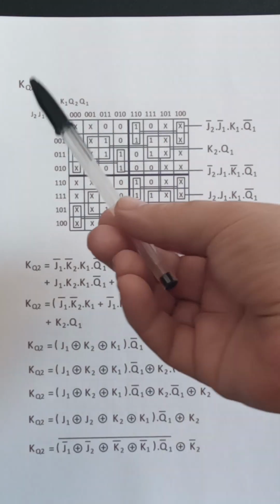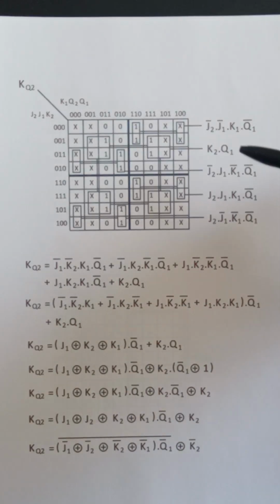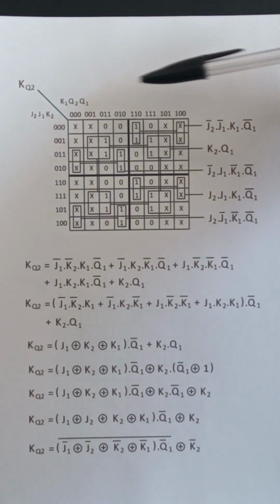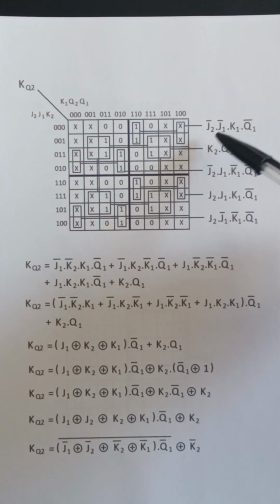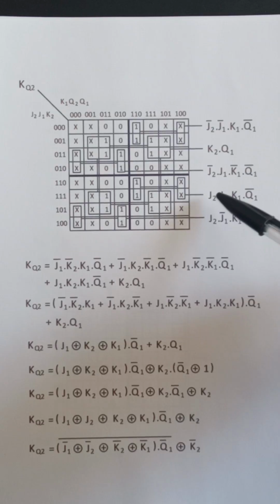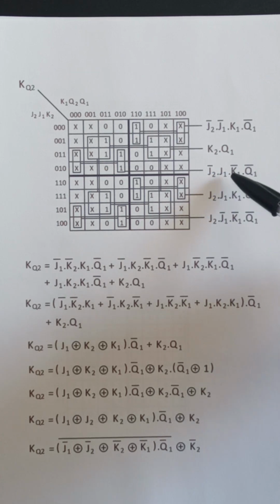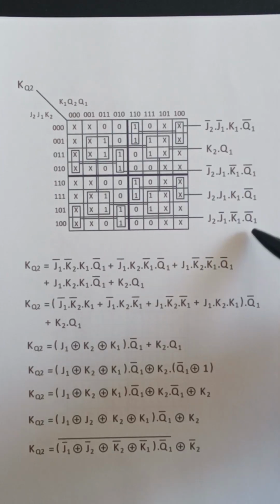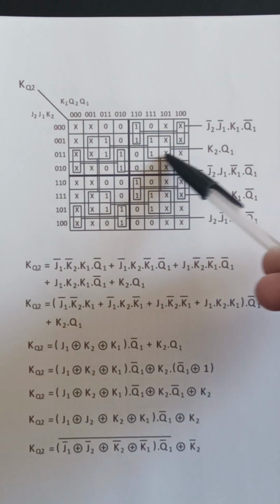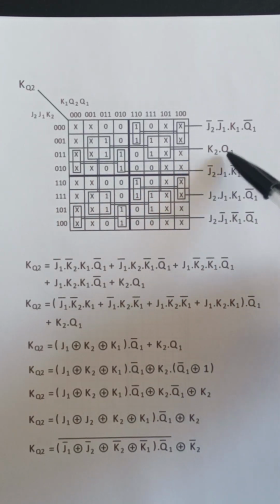So this is the expression for KQ2 here. Same deal again. This is a 6-variable counter map, and this loop here is not J2, not J1, K1 and Q1. This loop here is J2, J1, K1, not Q1. This loop here is J2, J1, K1, not Q1. This loop here is J2, not J1, not K1, not Q1. And we have a loop of 16, 4 loops of 4 to give K2 and Q1.